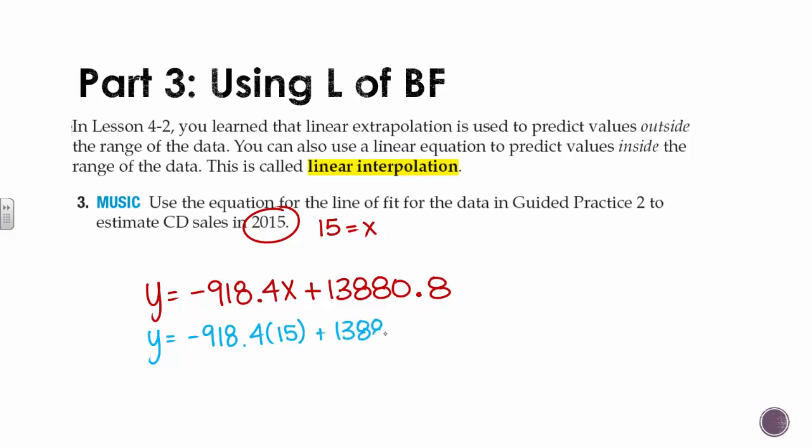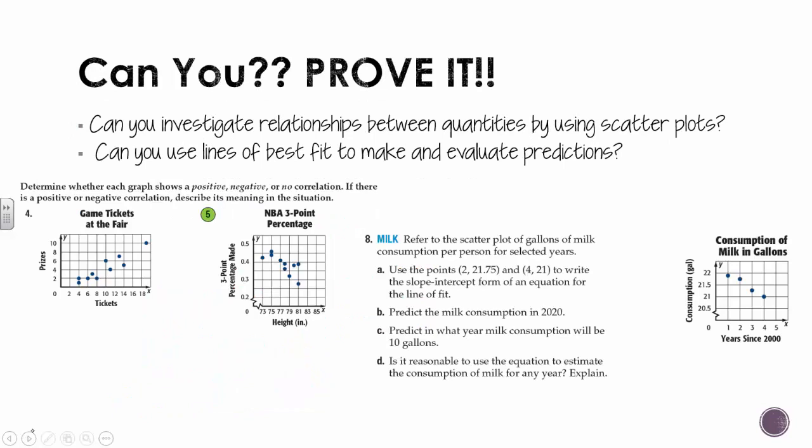And then this just becomes a calculator problem. So we should expect a low number because if you look at the graph, the CD sales are going down. And when we subtract, we end up with a negative number. Negative 104.8 is our y value. So in this case, that's telling us that after 15 years, no one's really buying CDs, which is kind of true.